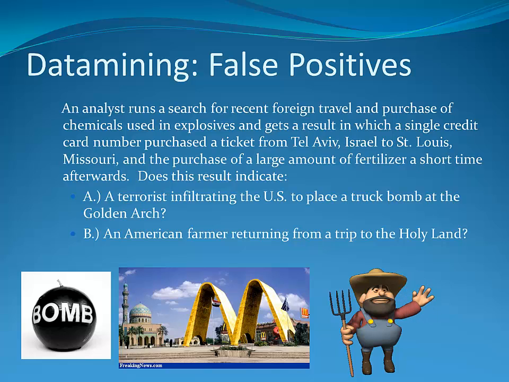And so here's an example of a farmer who is picking up some fertilizer after his trip to the Holy Land. So you might consider him to be the same as a terrorist infiltrating the U.S. to place a truck bomb at, for example, the Golden Arches.